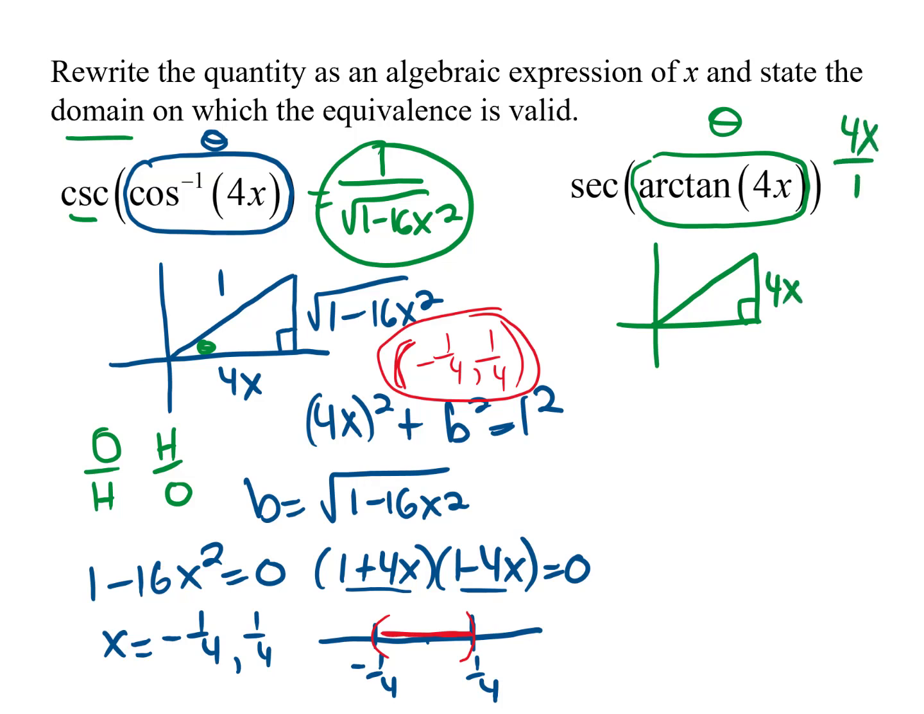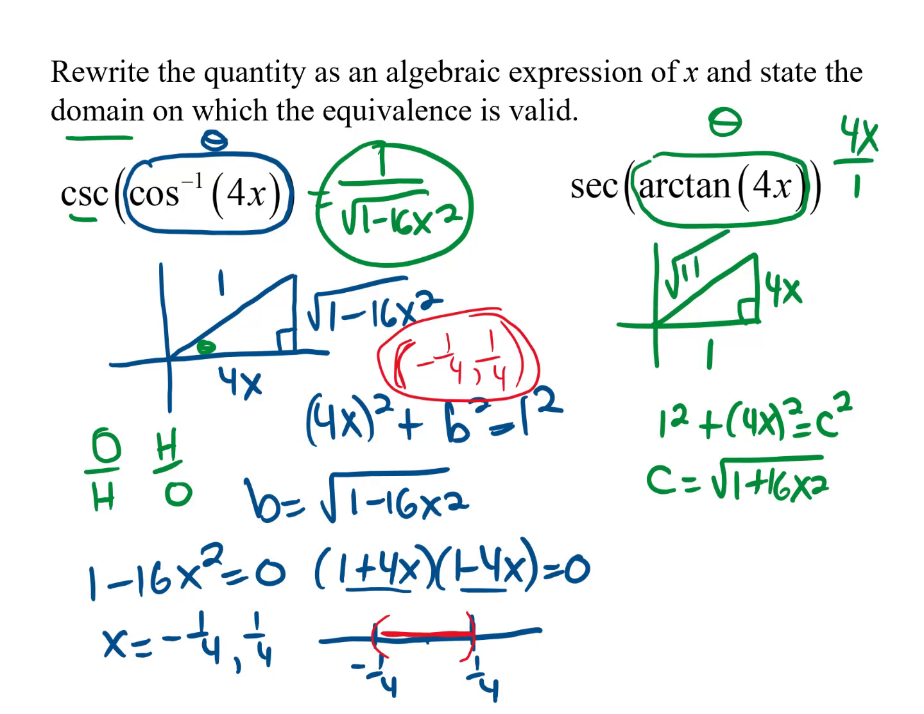So opposite over adjacent. Now I need to take 1 squared plus the quantity 4x squared equals that hypotenuse squared. So the hypotenuse is going to be the square root of 1 plus 16x squared. So let's put that there, 1 plus 16x squared. Now we look and see what we want here, and we want the secant of this. And secant is the reciprocal of cosine. Cosine's adjacent over hypotenuse, so we want hypotenuse over adjacent.